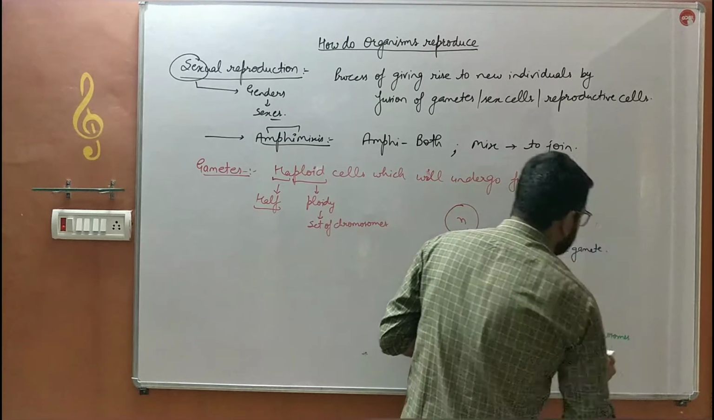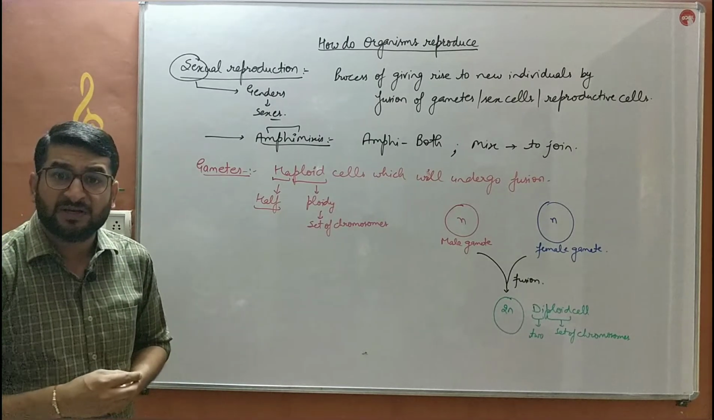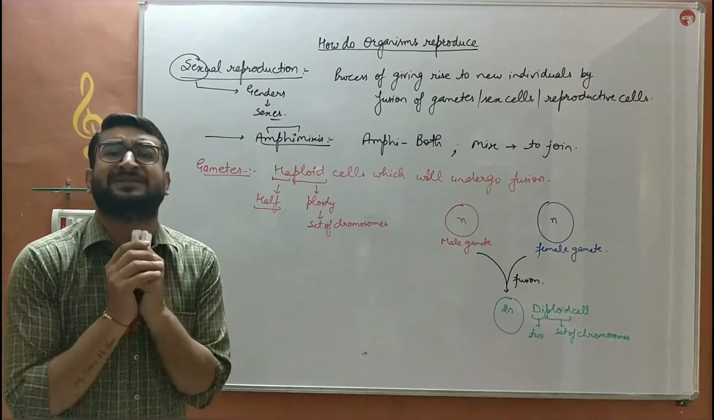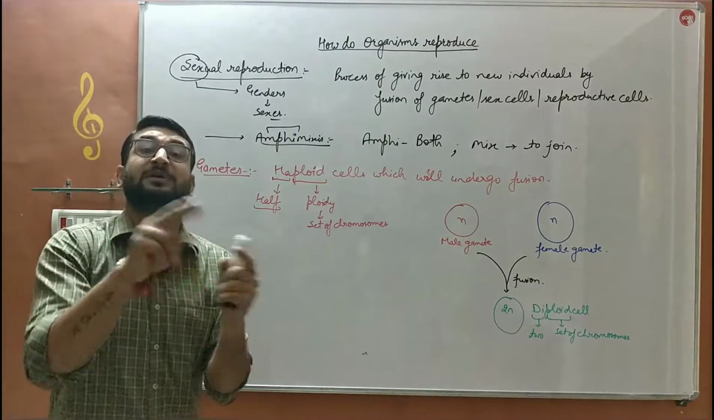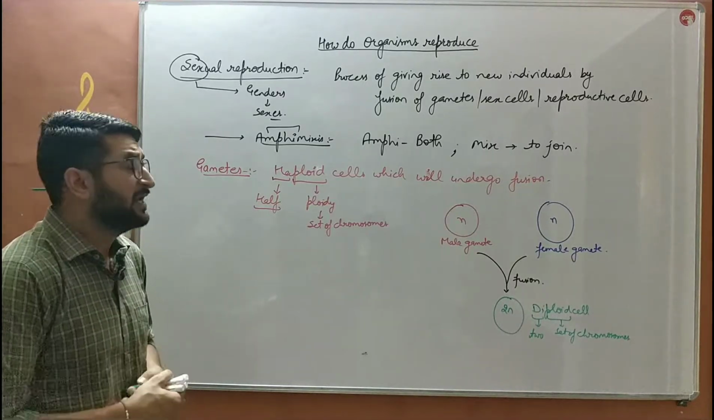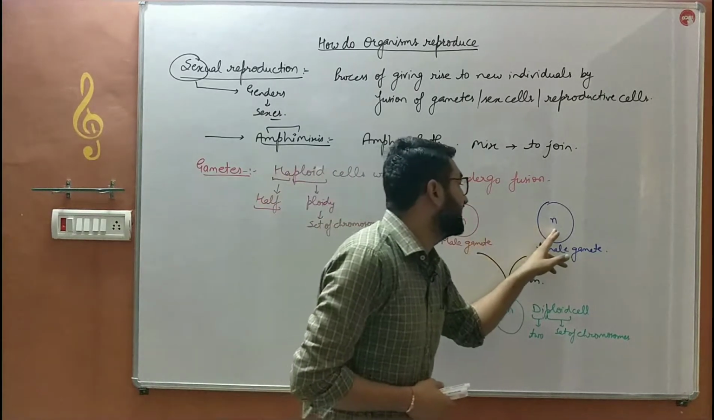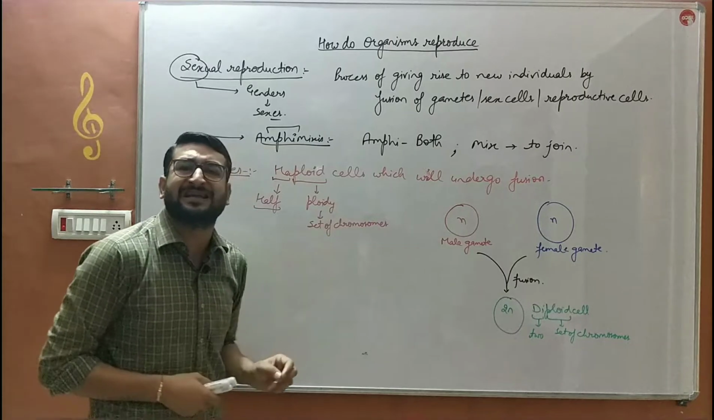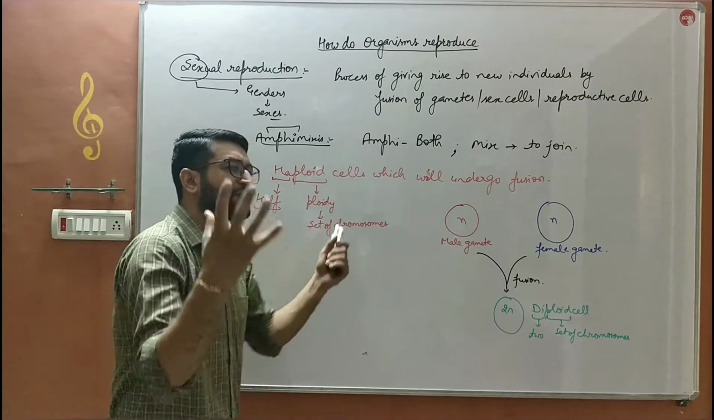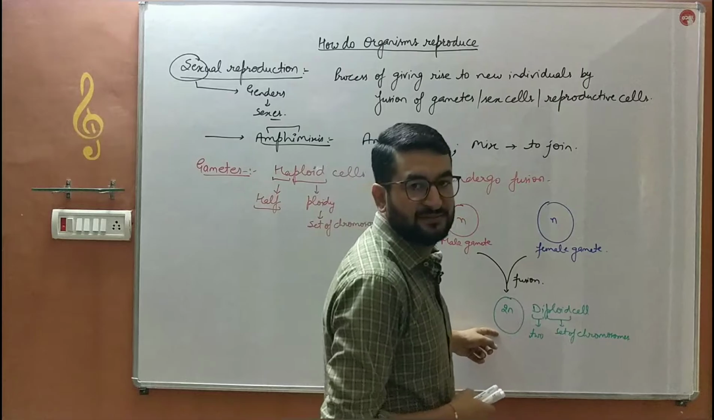Di means 2 and ploidy means set of chromosomes. The usual set of chromosomes in a human cell is 46. That means there are 23 pairs of chromosomes present in us. Pair means 2, so 23 multiplied by 2 is 46. How do we get those 46 chromosomes? 23 came from the male gamete, that is sperm, and 23 came from the female gamete, that is known as ovum. When those 23 from each gamete fuse together, join together, that will form a diploid set.